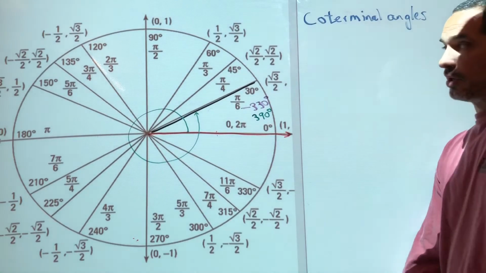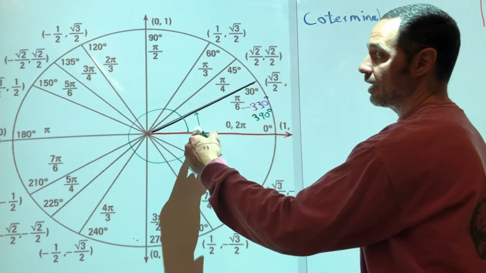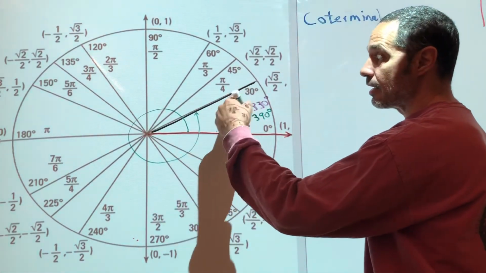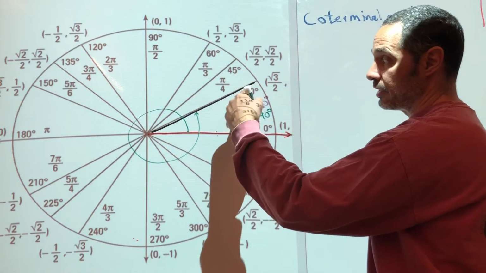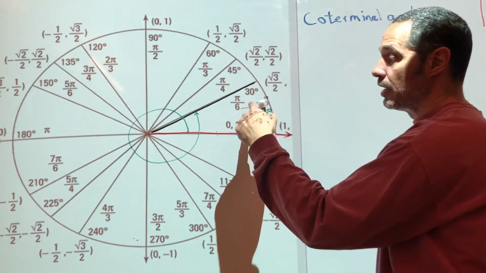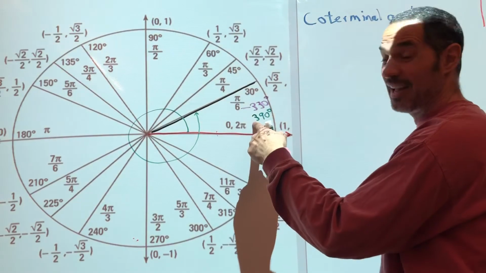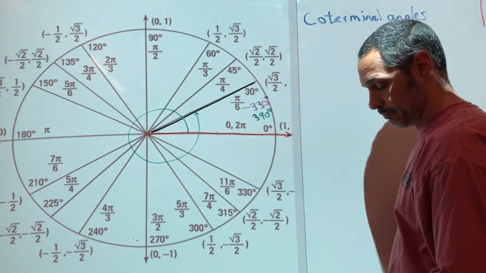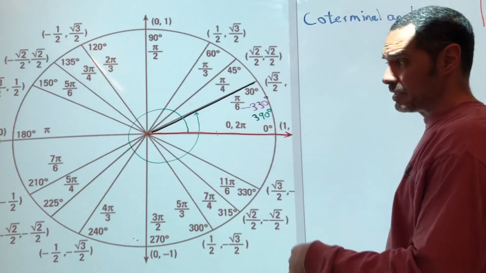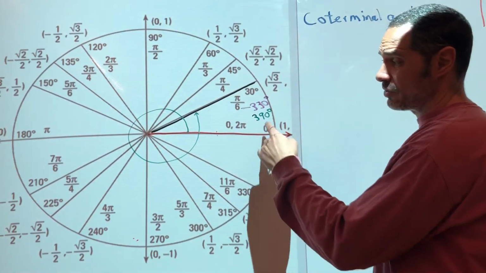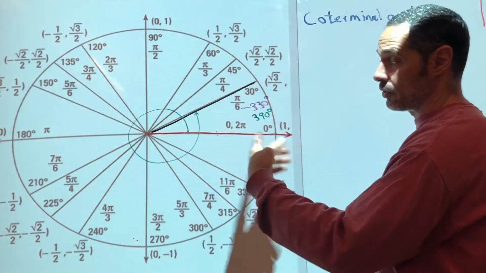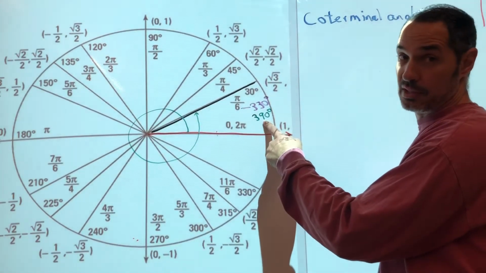Coterminal means all these angles terminate, end at this line right here, and this line is a 30 degree angle, a negative 330 degree angle, and a 390 degree angle. Now I'm going to spend more time with the negative angles than going around more than once, because going around more than once we can just add 360.